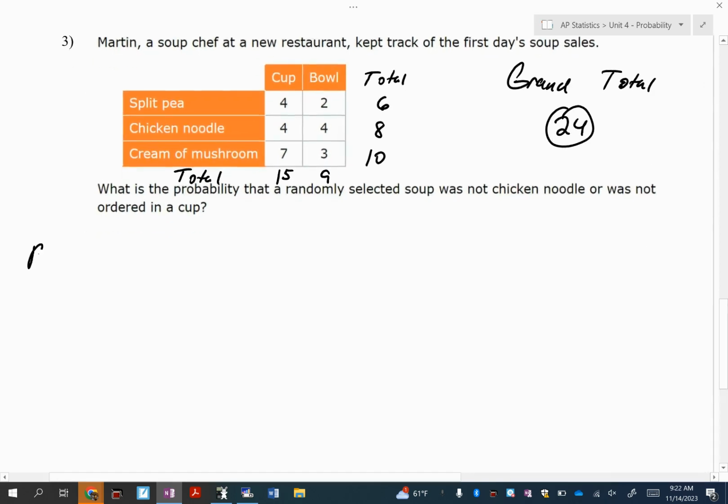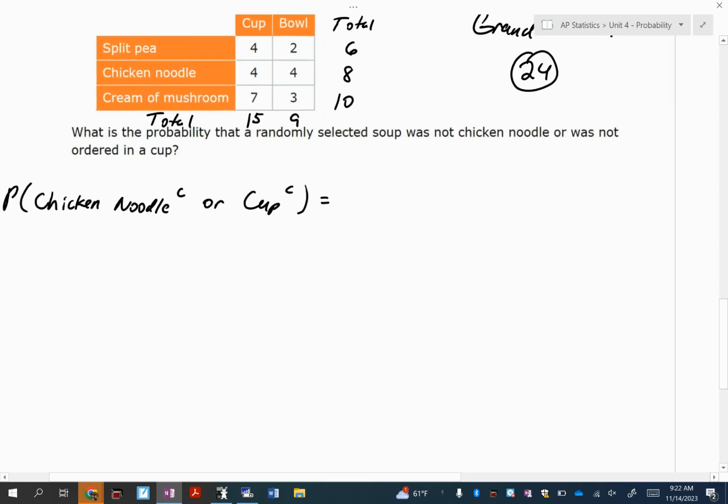Ready? So this is the probability that it's not chicken noodle or not ordered in a cup. I'm going to see if you guys are okay with this. If I put that little C up there, you guys cool with that complement? So not chicken noodle, right? Or not ordered in a cup. So I'll put a little cup up there as well. Ready? Yeah, that's a lot.